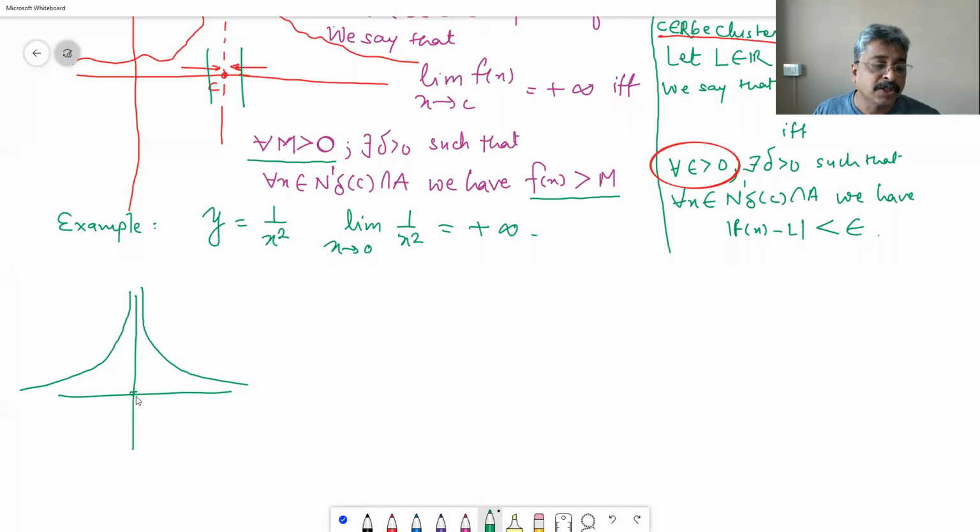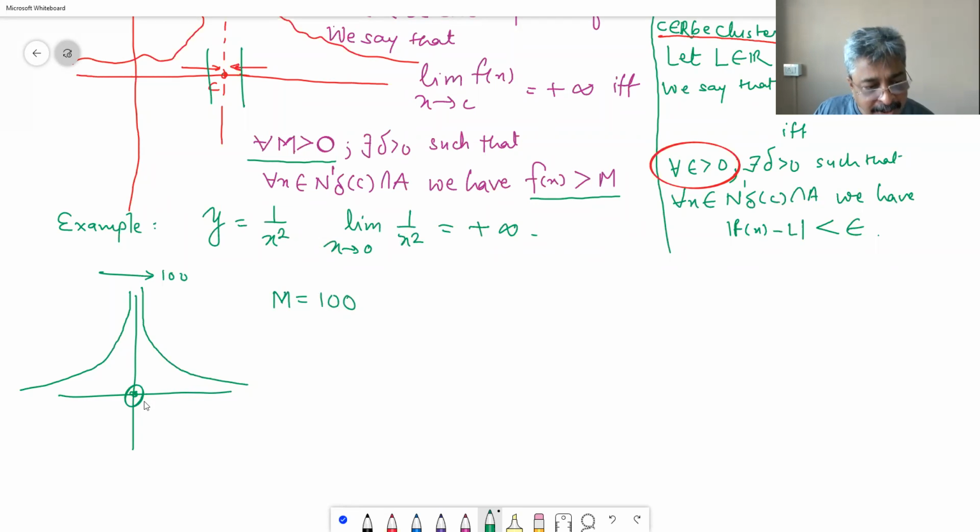So as you go near 0, you are tending to plus infinity. So suppose I tell you that let my M value be 100. Can you tell me what delta neighborhood I should stay in so that I will always get the value of f of x, that is, 1 upon x square, greater than 100?